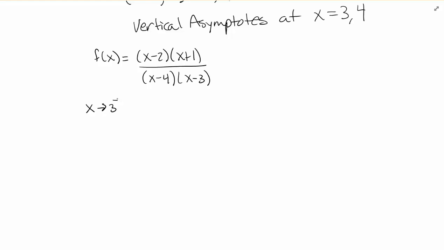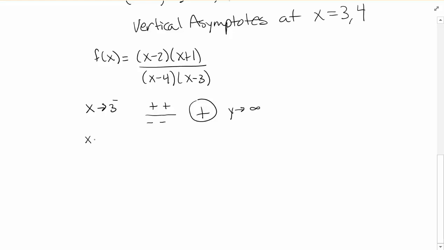A number that is really close to 3, but just to the left of it, is like 2.9. So if I plug 2.9 into my function, I get 2.9 minus 2, that's positive. 2.9 plus 1, that's positive. 2.9 minus 4, that's negative. And 2.9 minus 3 is just barely negative, but it's still negative. So overall, this is positive. So as x approaches 3 from the left, y is approaching positive infinity.